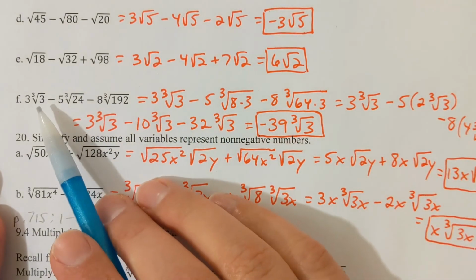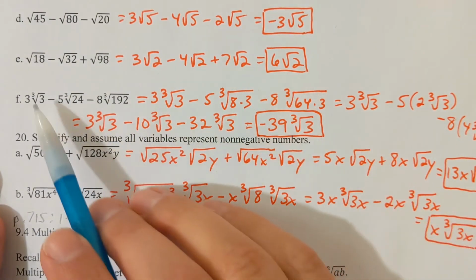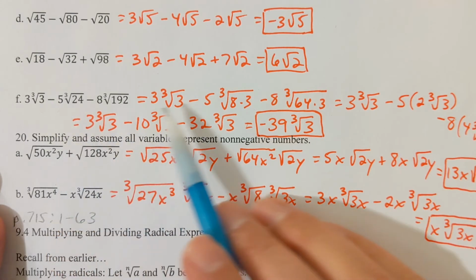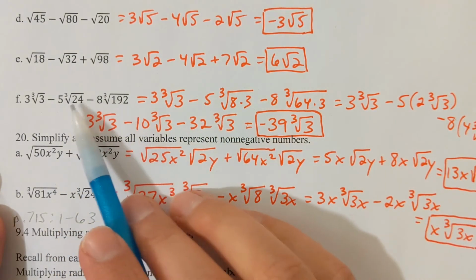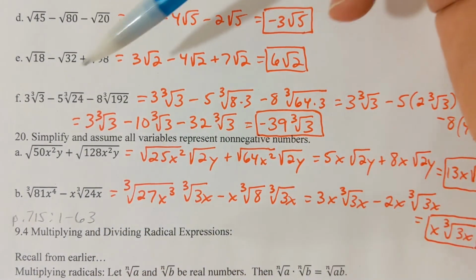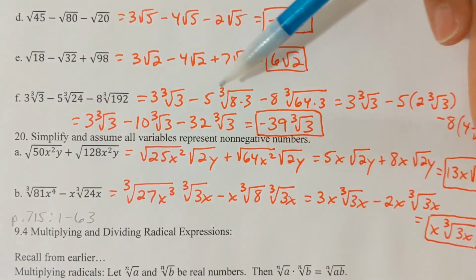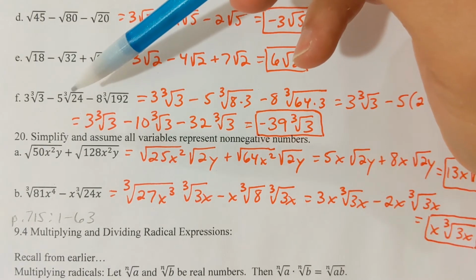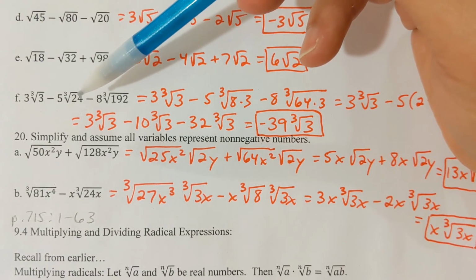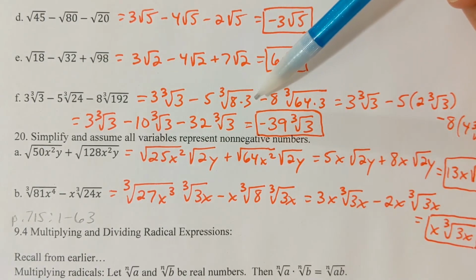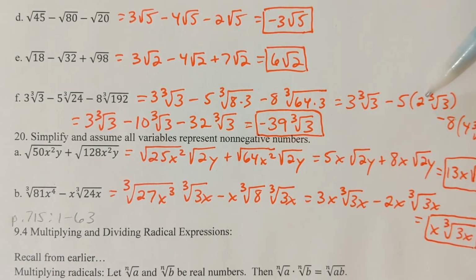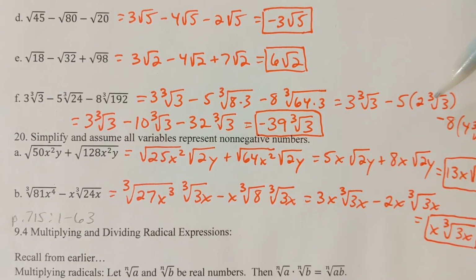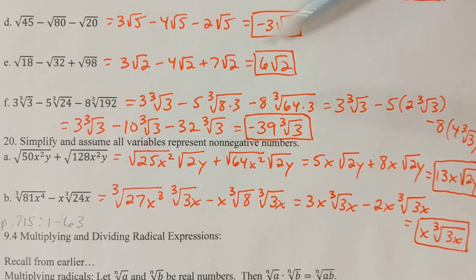Okay, here's another one. Let's simplify this. 3 times the cube root of 3, that's not going to break down any further. So let's try to break down these other two here. The 5 I'm just going to leave alone. Just look at the cube root of 24. 8 times 3 is 24, right? And we know the cube root of 8 is 2. So 2 times the cube root of 3, that would be the simplified form of the cube root of 24.